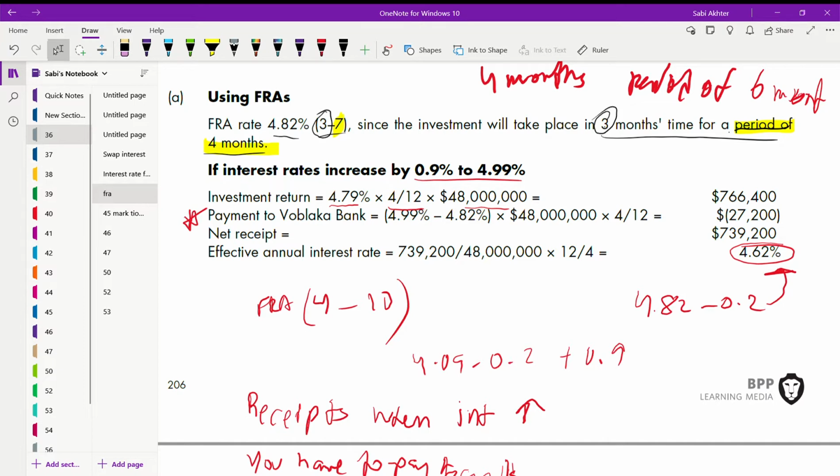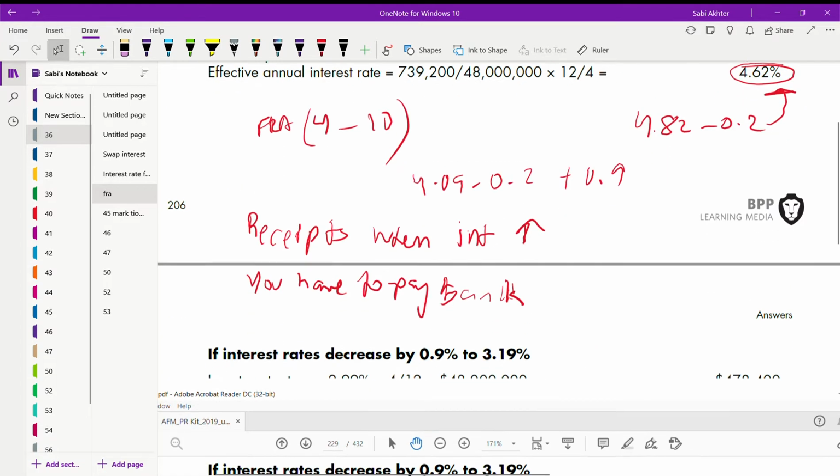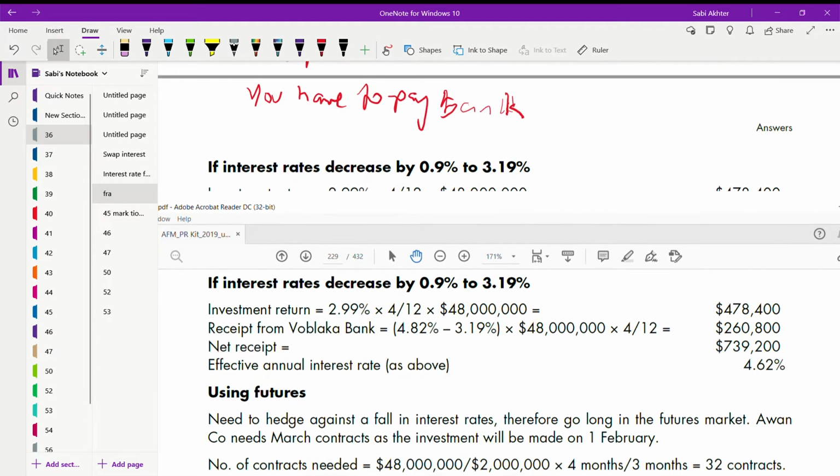Okay, so 4.99 minus 4.82. The difference is, now your interest rate is 4.99 but FRA is 4.82. The difference into 48 million for 4 months is your payment you have to pay to the bank, so deduct it. Same way for deduction also, everything else is same. The difference is this time it's a receipt. The bank is going to pay you the difference because the interest rate is decreasing. You are having a loss, right?